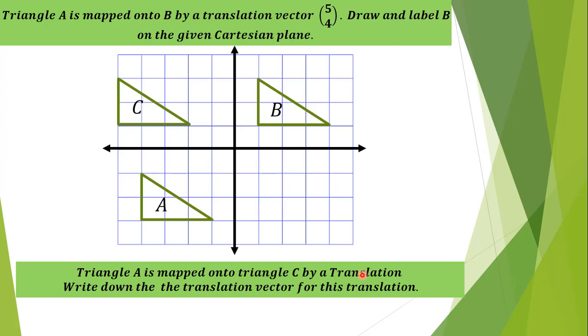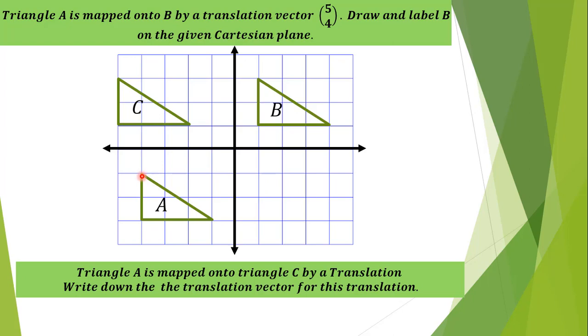So students, you have to now consider the corresponding points of triangle A and C. Let us consider this vertex of A, and the corresponding point to this vertex is this vertex of C. You have to see this shift. How many units this vertex of A will move in the x direction, and how many units it is moving in the y direction. That will give you the translation vector of your transformation.